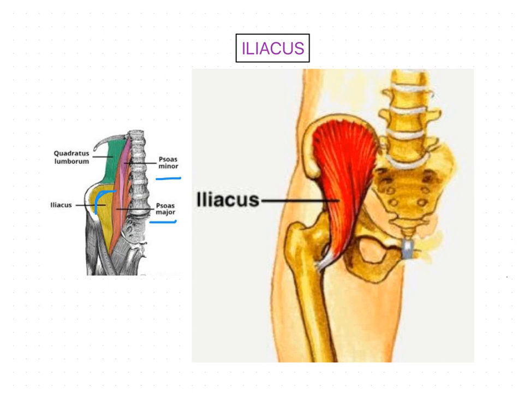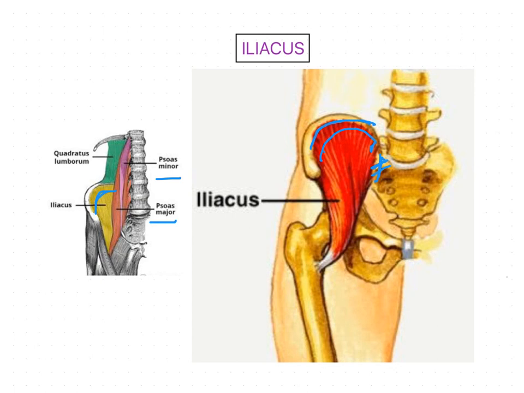So this iliacus is originating from the upper 2/3 of the iliac fossa, and it is also originating from the inner lip of the iliac crest, and also from the ventral sacroiliac ligament. So here you can find the ventral sacroiliac ligament.